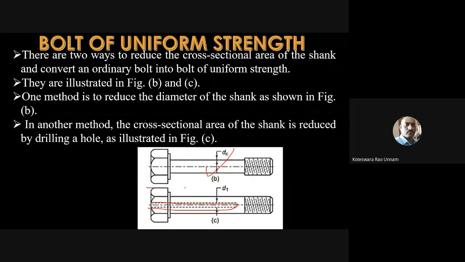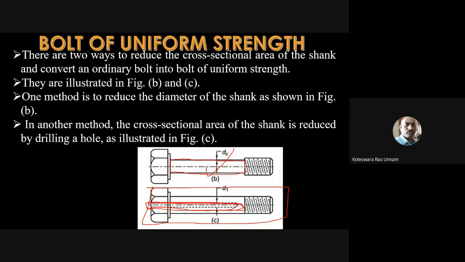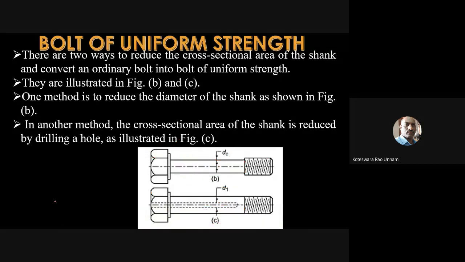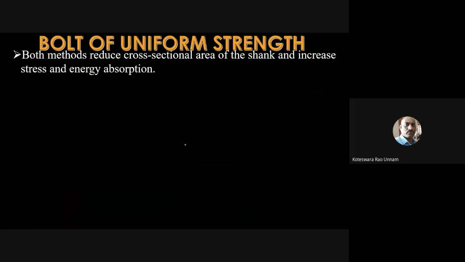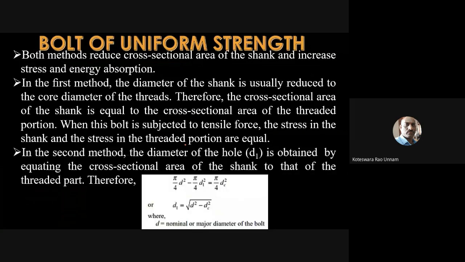But if you consider the practical case, drilling a hole up to this much length in a bolt is going to be a difficult task. When compared to this, reducing the diameter is the easiest way. If you take the practical considerations, reducing the diameter is going to be the easiest way when compared to drilling a hole in a bolt, which is a somewhat difficult task. So therefore, considering practicality, the first option is going to be the preferable one. That means just by reducing the shank portion to the diameter of the core or root, you can make the bolt have uniform strength.